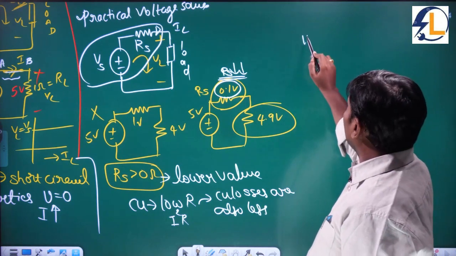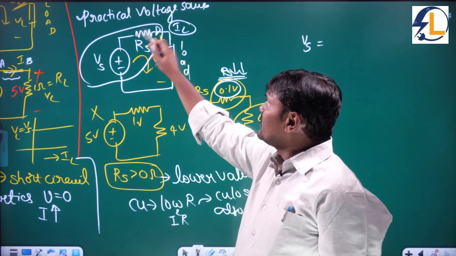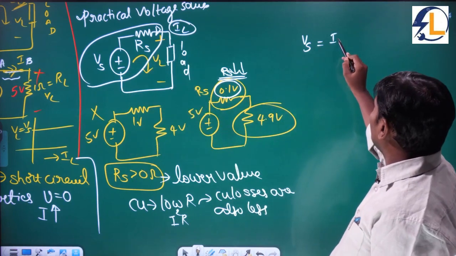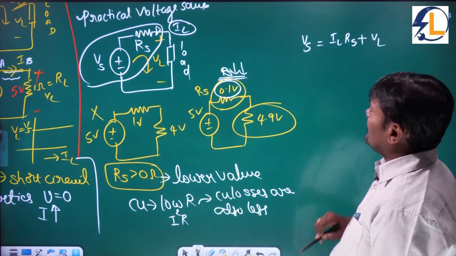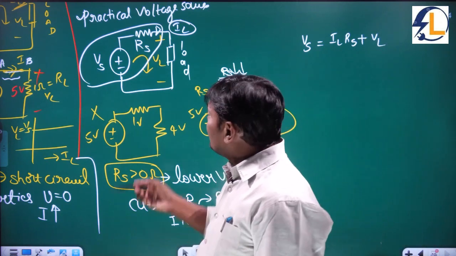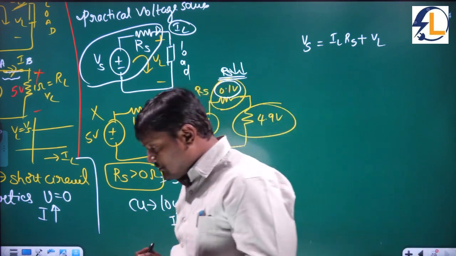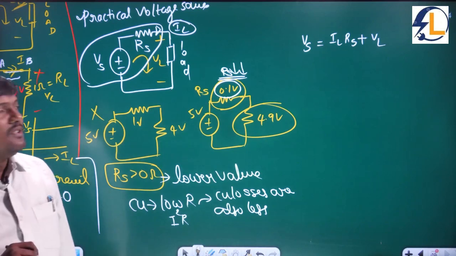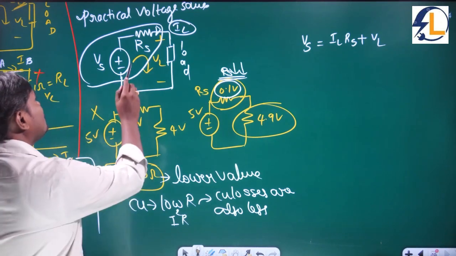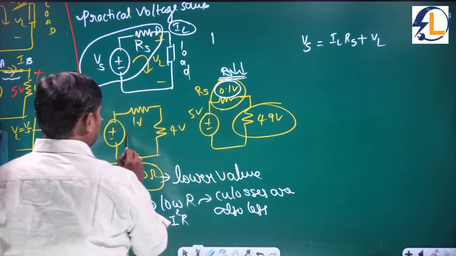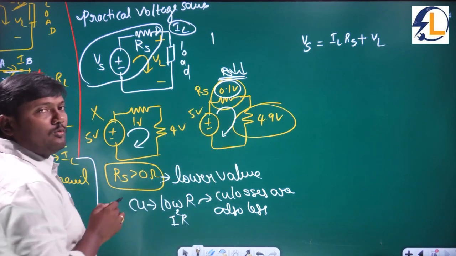And so Vs is equal to, see, what is the current which is flowing now, IL. So IL into RS plus VL. Otherwise you can apply the KVL to this loop. Always the current flows from higher potential to lower potential. Assume the loop current direction to be clockwise. So this is one loop. If it is a closed path, it consists of one closed loop. Here also it is one loop only.